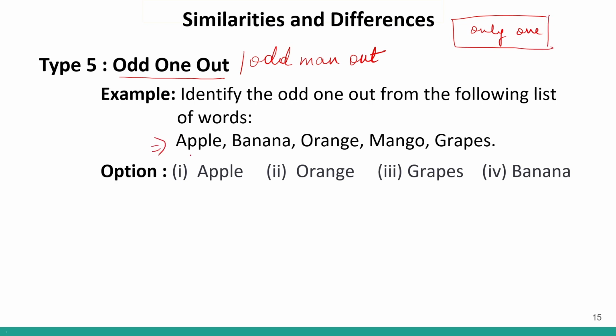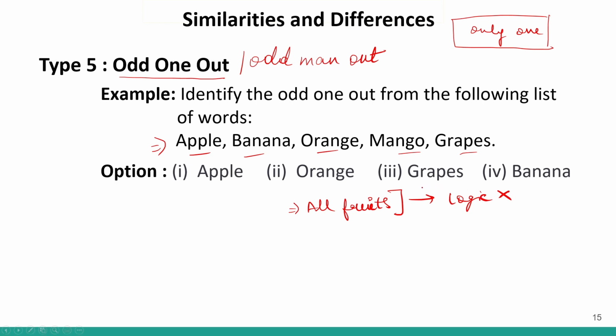Now, if you look at it: apple, banana, orange, mango, grapes. These are all fruits. So the similarity between them is that these are all fruits, right? So how can we find something odd? Because if, let's say, we had something like lemon or tomato or potato, we could say okay, potato is different because it is a vegetable. But over here, everything is a fruit. All the options, all the words are fruit. So this logic is not being used in the question to find the answer.